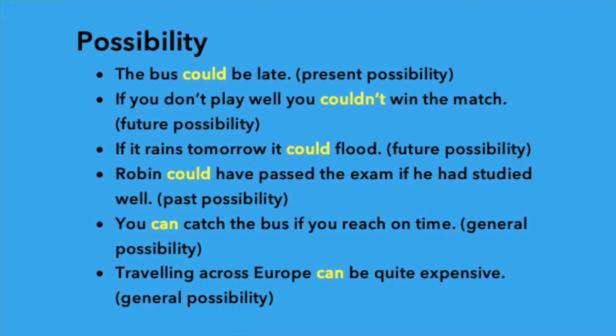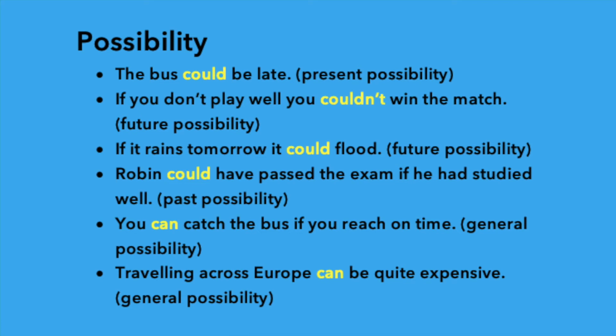Here is another one. If you don't play well, you couldn't win the match. Are you sure you won't win? No, we are not sure. You could win, but I'm saying that there is a possibility. If you don't play well, you couldn't win the match. See the next one. If it rains tomorrow, it could flood. Are you sure? No, we are not sure. These sentences talk about future possibility.